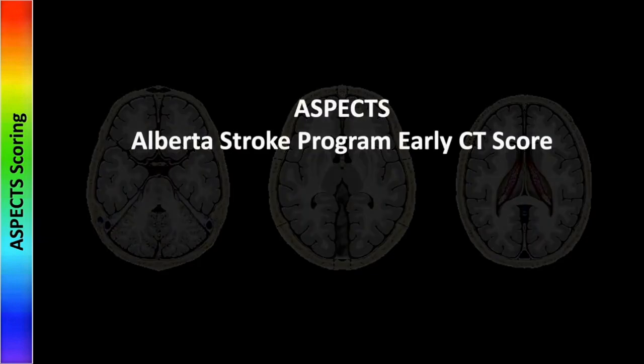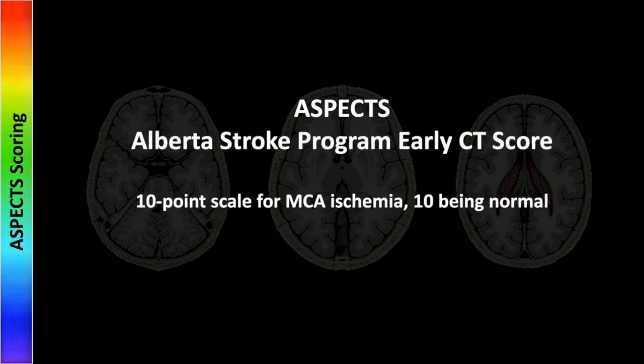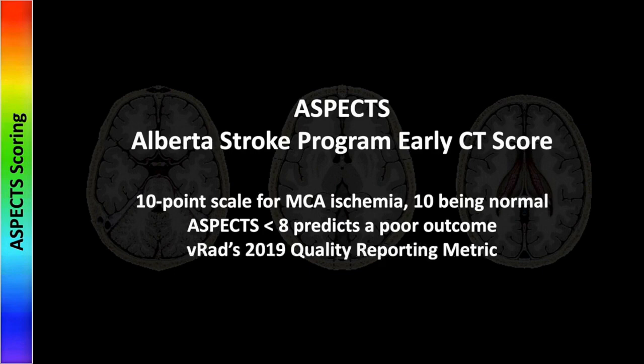Aspect scoring stands for the Alberta Stroke Program Early CT Score. It is a 10-point scale for MCA ischemia, with 10 being a normal score. Aspect scores of less than 8 predict a poor outcome. And this was actually one of VRAD's 2019 quality reporting metrics. I cite that simply to show how widespread the request for aspect scoring on all ischemia-related head CT reports has become.